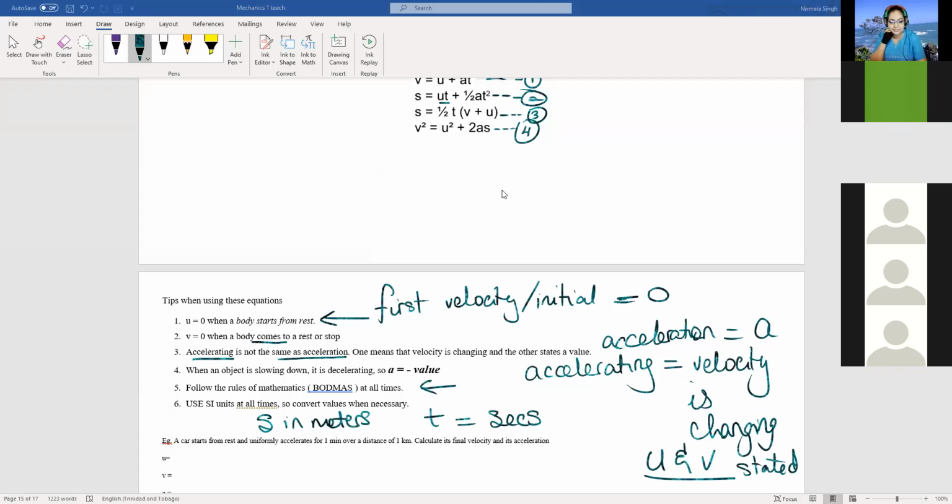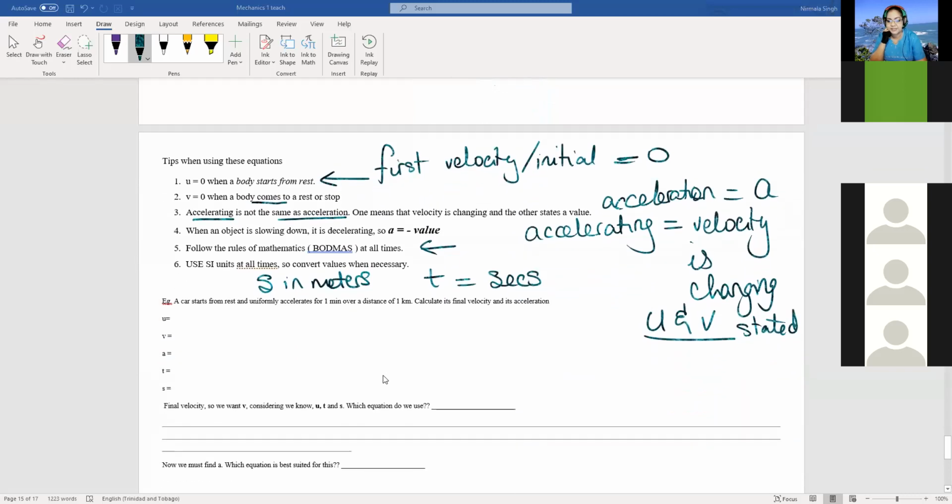So let's look at our first question. Our first question is really simple. All right, I think it looks a bit small. Let me just get it a little larger.